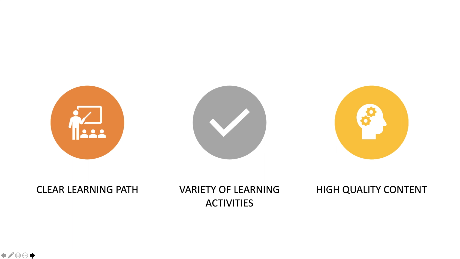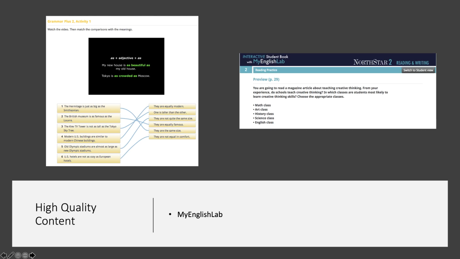So we have that clear learning path, that variety of activities, and now how about some high quality content? So when we talk about high quality content, we love to use content that's curated, right? Content from our textbooks. And many of our texts now live in the digital environment as well. And so I'm going to share with you a few shots here from MyEnglishLab.